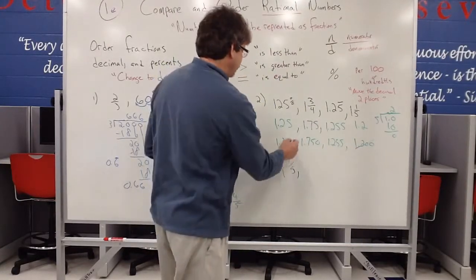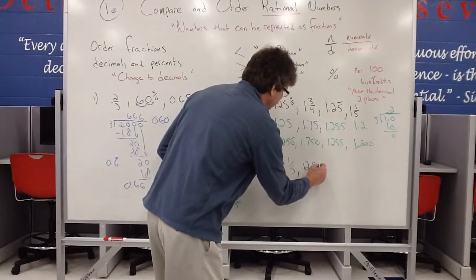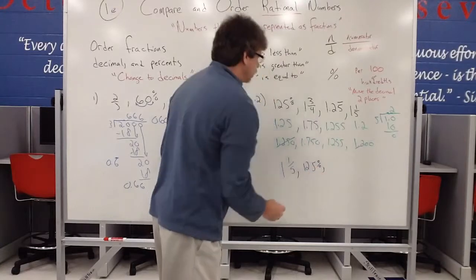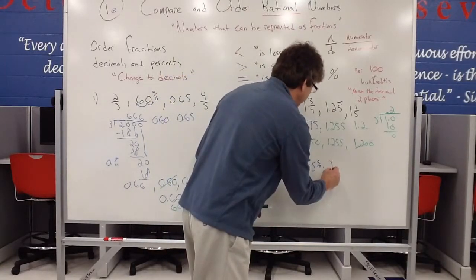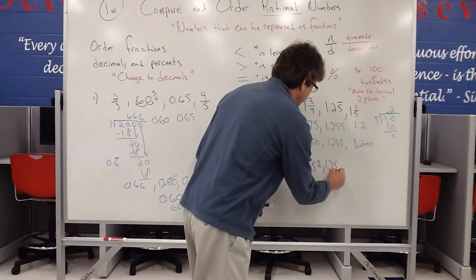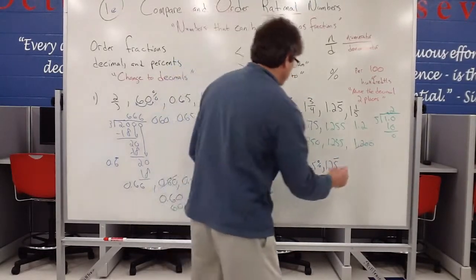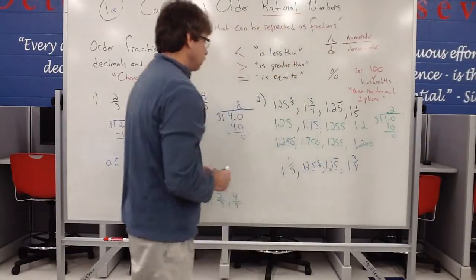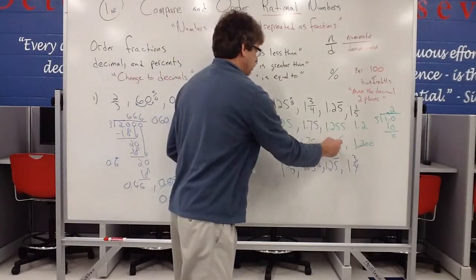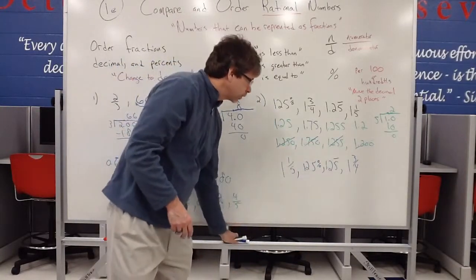Looks like the 250 is the next one, so that means 125% was my next smallest value. And then it looks like this 1.25 with that bar over it is the next one. So that was my next number in order. And then that 1 3/4 was my largest number altogether. So that would now be from smallest to largest.